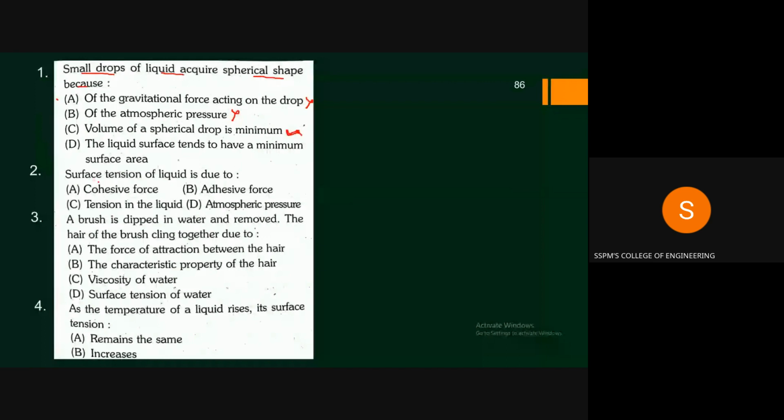Second question is: the surface tension of liquid is due to? So surface tension of liquid is due to the cohesive forces. It is a force of attraction between the same substance or the same molecules. Third: a brush is dipped in the water and it is removed. The hair of the brush clings together due to the force of attraction between the hairs, the characteristic property of the hair, viscosity of the water, or the surface tension of the water. It is because of the surface tension.